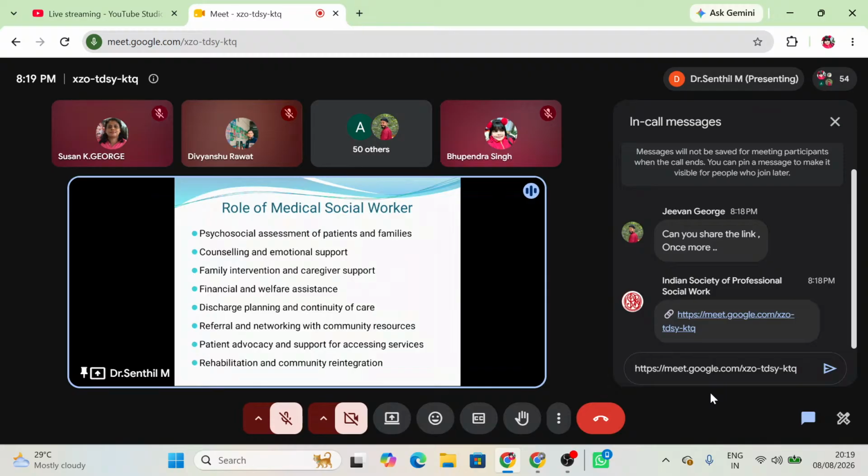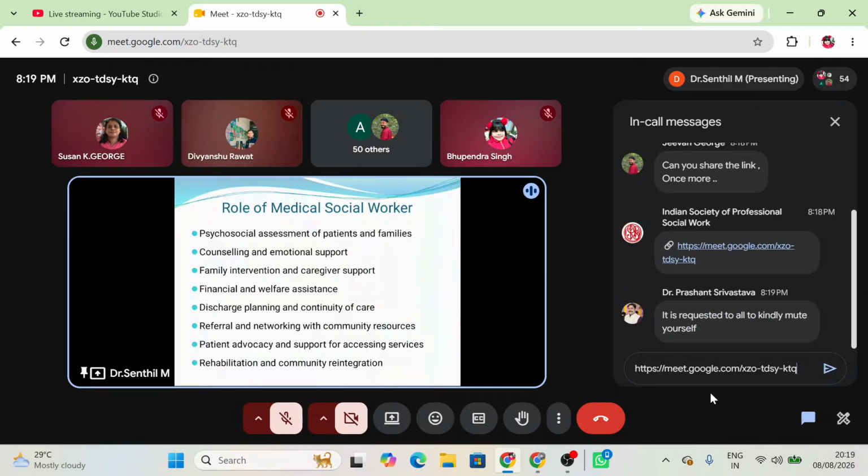We start with the psychosocial assessment, and after assessment, after identifying the problem, we may provide counseling. We may do family intervention. We also help if the patient is having some difficulty in terms of financial and welfare assistance. We provide financial assistance also. We also help the doctors or the treating team in terms of discharge planning.